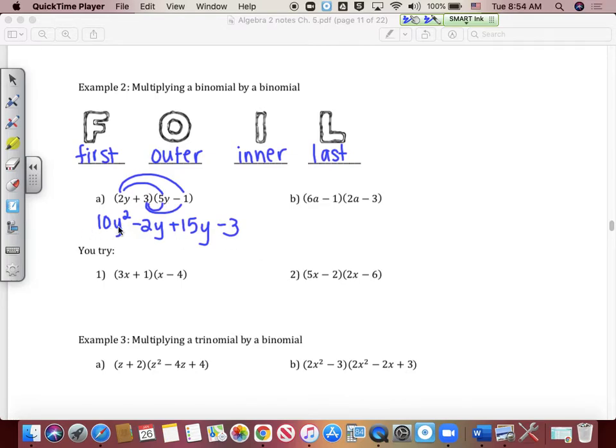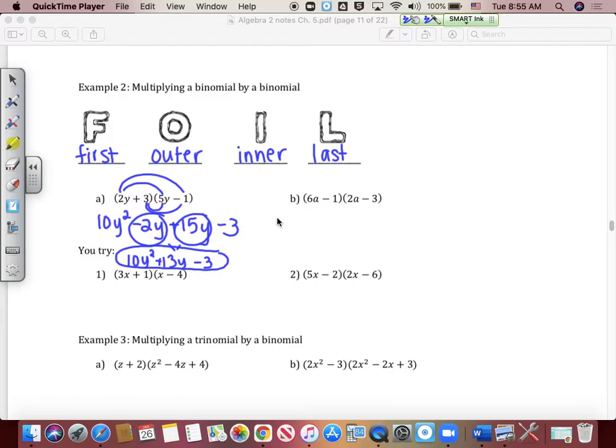But then once you get your final answer here, there usually will be some ways that you can simplify that final answer by combining like terms. So if you look in the middle here, this negative 2y and the 15y are like terms because they both have the same variable and the variable has the same exact exponent. So negative 2 plus 15 is 13y. So that's what this in the middle becomes. So this is going to be 10y squared plus 13y minus 3. That would be the final answer for that one.